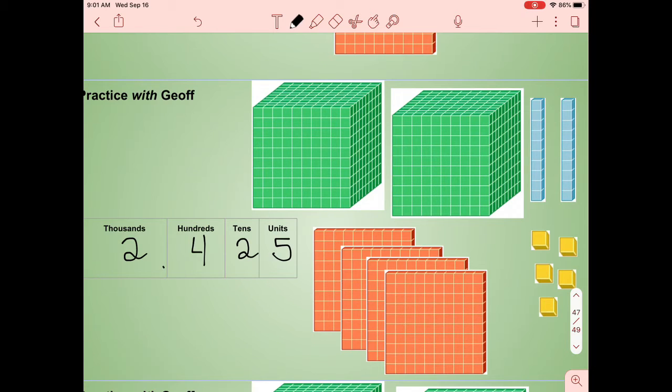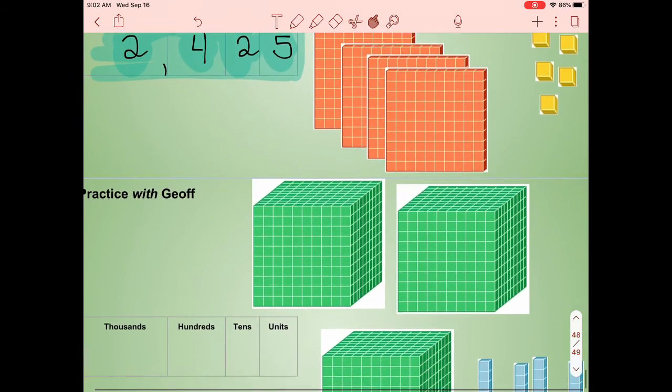So my answer is, well, why don't you go ahead and read out the answer before I tell you. Give it a try. What number do you see here? All right. I would read this as 2,425. How'd that go for you? Any trouble?